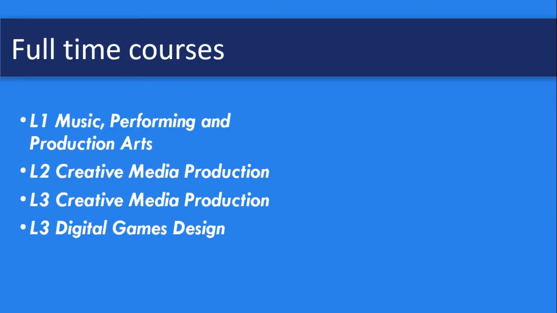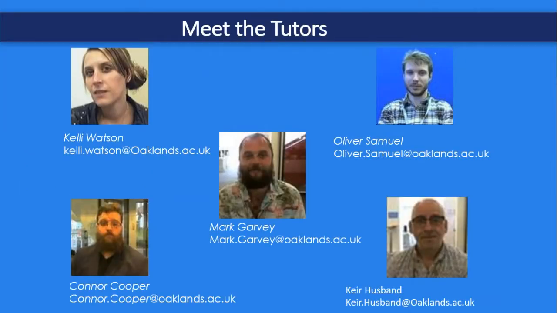So our full-time courses, we've got a level 1, a music, media and performing arts course. Students at level 1 will be able to do a bit of media, music, performing arts, and could potentially progress on to do our level 2 creative media production course, a level 3 creative media production, and we do a level 3 digital games design course. So these are your tutors who'll be teaching you next year. You'll be meeting some of them in our live Q&A as well.